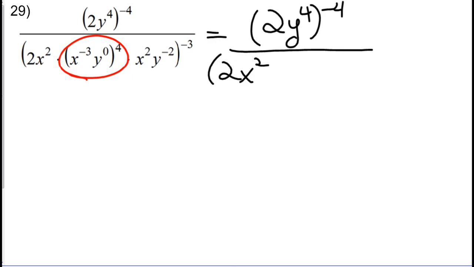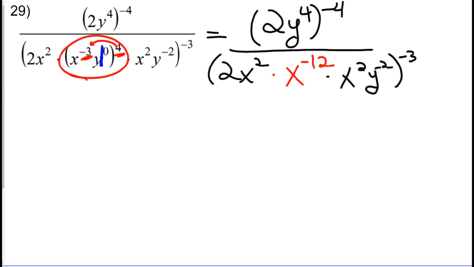Now, the nice thing about this one right here immediately is I see this y to the 0 power. I'm actually going to just write a 1 over top of it, because we all know that everything to the 0 power is a 1. That way I don't have to worry too much about making sure that that 4 gets spread across to everything. It's really only going to have to go to that x. So this is going to become x to the, well, it's going to be a -3 times a 4, so it'll be x to the -12. And it'll stay there, and then I still have x squared, y to the -2, and then that whole thing is raised to the -3rd power.